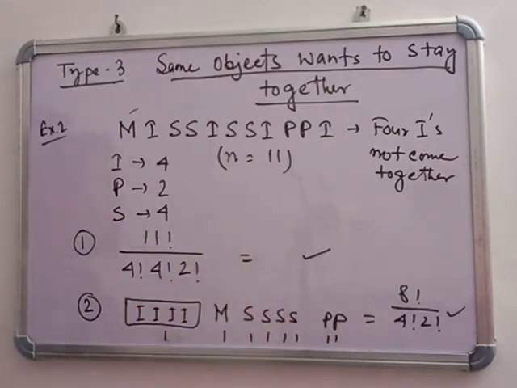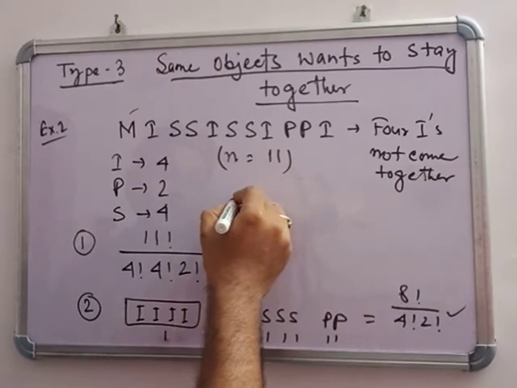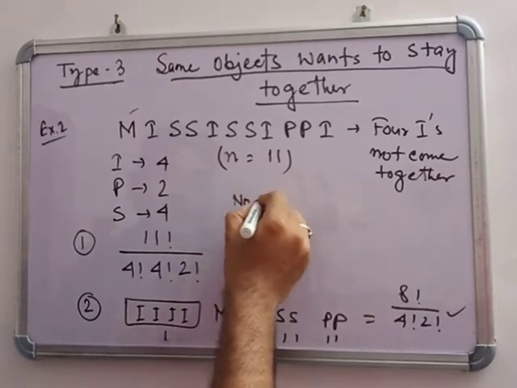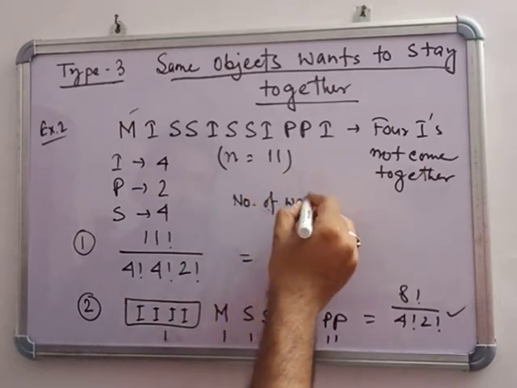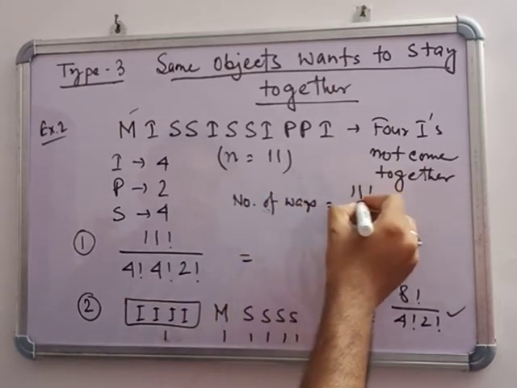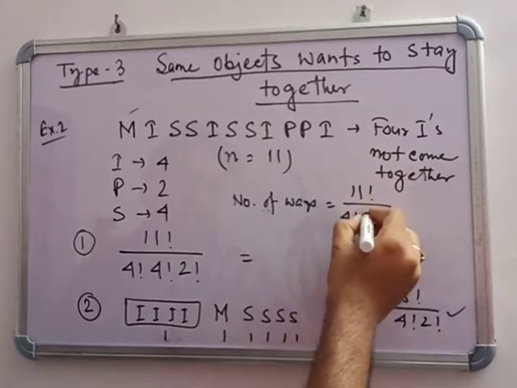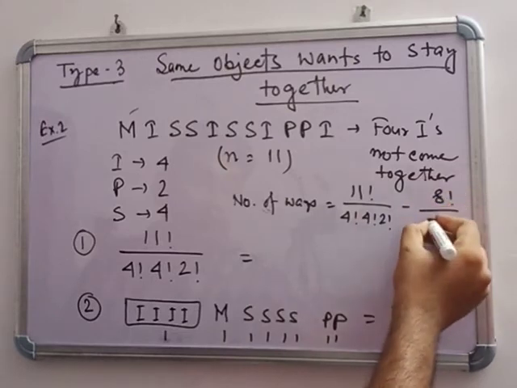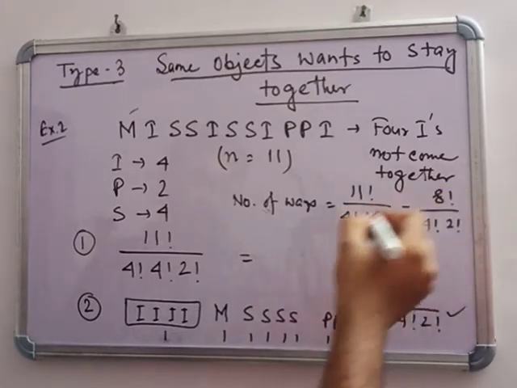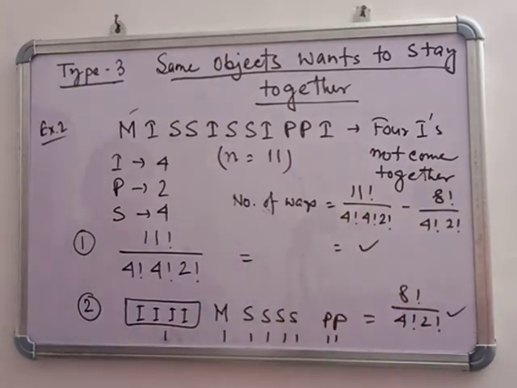The question says the 4 I's do not come together. That means total arrangements minus the arrangements when the 4 I's come together. So the number of ways is 11 factorial by 4 factorial, 4 factorial, 2 factorial, minus 8 factorial by 4 factorial into 2 factorial. Calculate it and you get the answer.